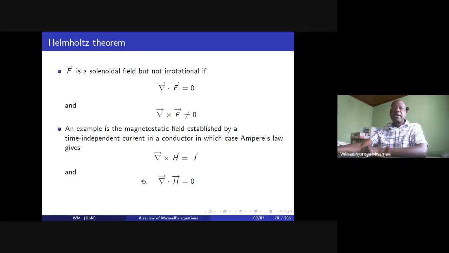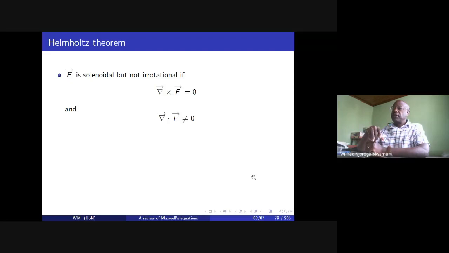But we already know that since no magnetic charges have been discovered anywhere, the divergence of H is always equal to 0. And therefore, the magnetostatic field is solenoidal, but not irrotational. F is solenoidal but not irrotational; I think this one is wrong here, that is, F is not solenoidal, but irrotational, if we have the following. I think that is okay.